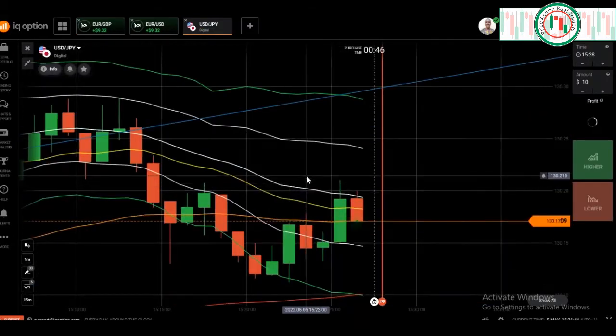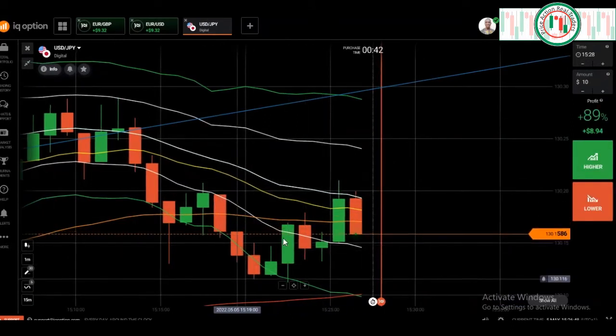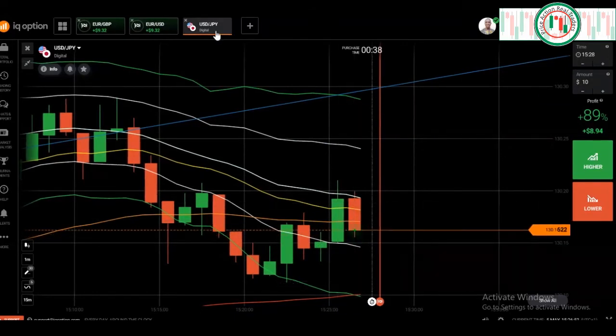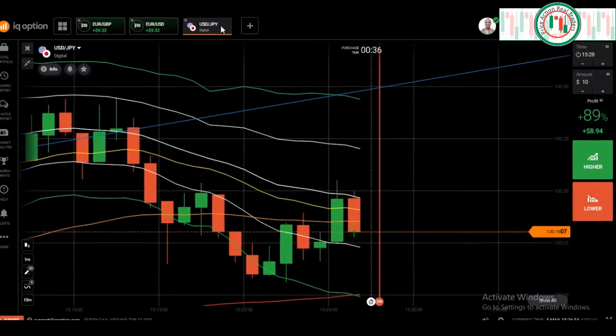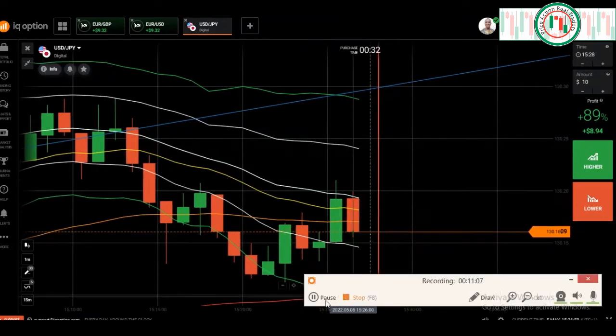So let's take one more trade. You see here, this is a zone breakout, put option. I lost this opportunity, no problem. I'm coming.